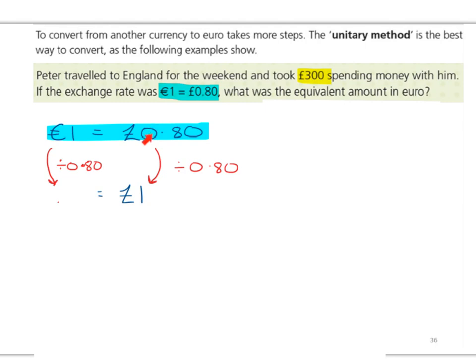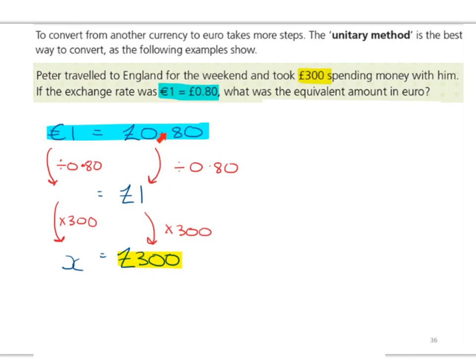So 0.80 divided by 0.80 gives us £1. And we will do the same on the left in a minute. Now that we have this at £1, we want it to change to £300. And to change from £1 to £300, and we can only multiply or divide, we multiply by 300. So £1 multiplied by 300 gives us £300.